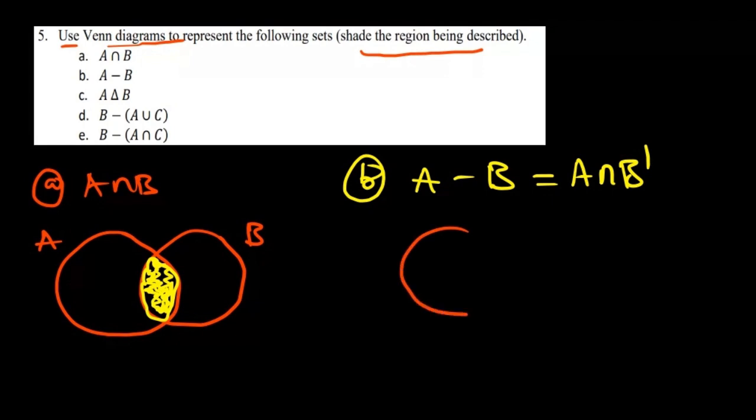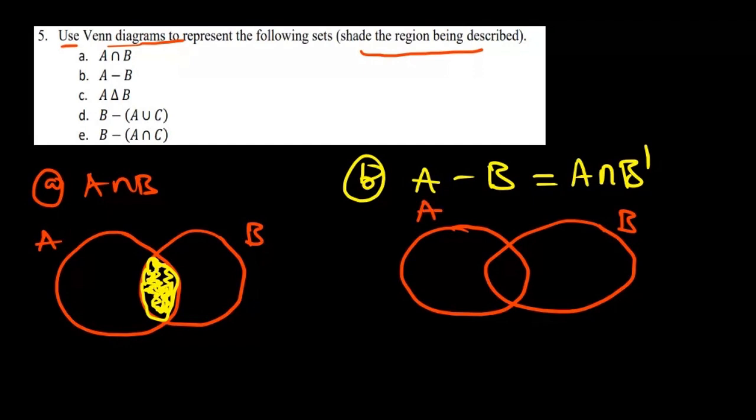So if I draw 2 circles like that, this is B and then this is A. A minus B simply means shade the part of A that is not in B. So we have 2 parts of A. We have this part of A here that is not in B, and then we also have this part of A that is in B. So A minus B simply means shade the part of A that is not in B.